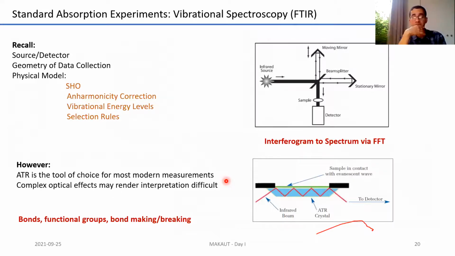And following this, I come to another standard absorption kind of experiment, which is vibrational spectroscopy. For those of you who have studied FTIR, you know about the source and detector, you know about the geometry of data collection, which is mostly transmission, and you know about the physical model behind vibration. The physical model is the simple harmonic oscillator. Recall your quantum chemistry course, apply an anharmonicity correction to it, solve the Schrodinger equation to find the vibration energy levels, and then use this to find vibrational selection rules. This is the basis of vibrational spectroscopy.